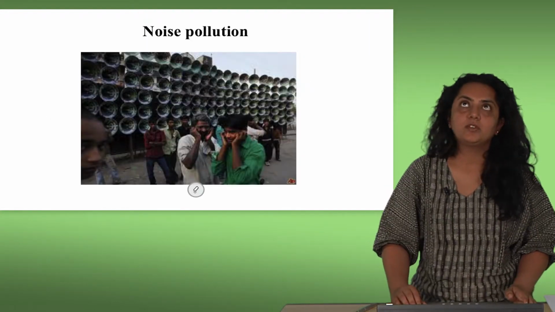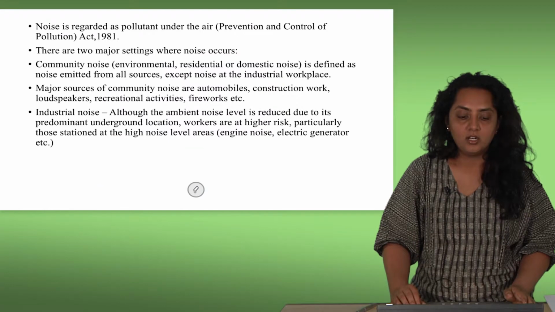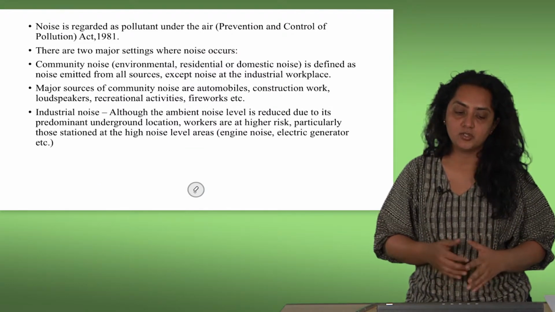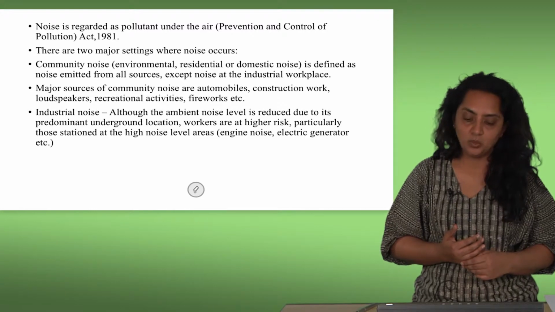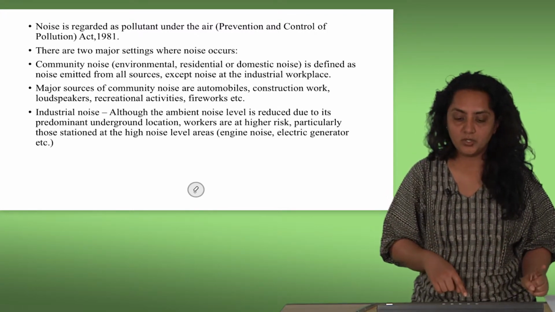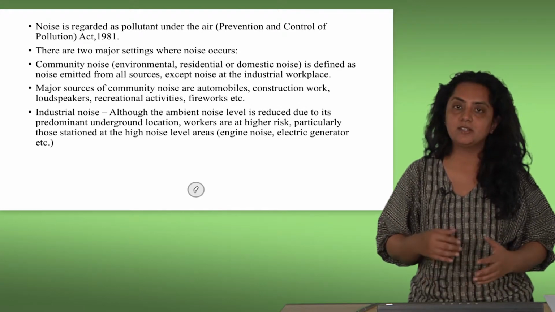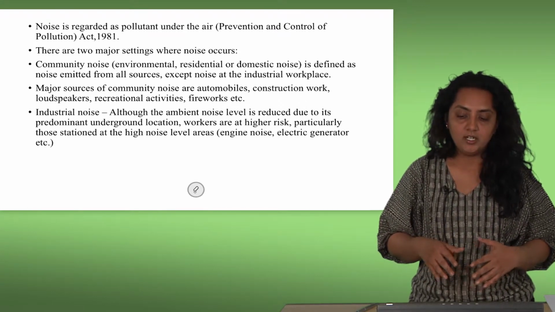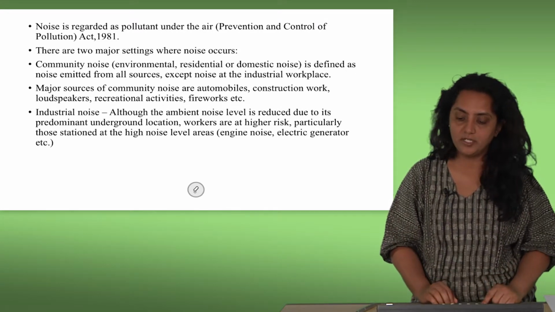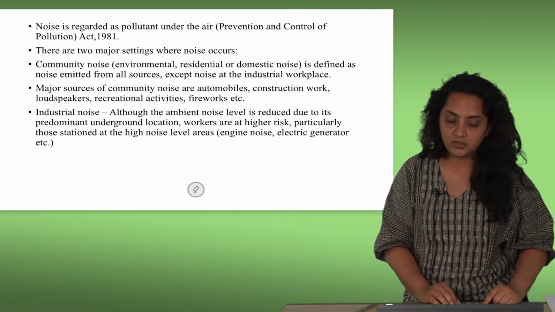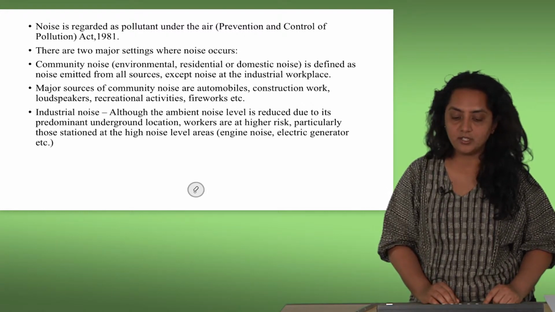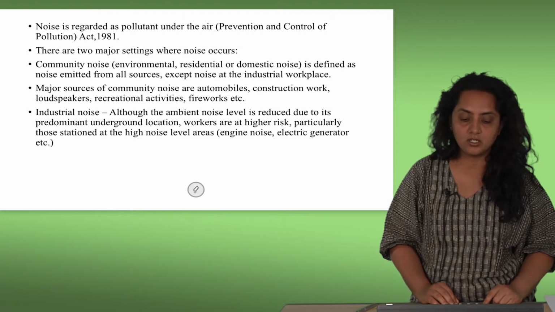The next topic that we will include is noise pollution. Noise is regarded as a pollutant under the Air Prevention and Control of Pollution Act 1981. There are 2 major settings where noise occurs. One is the community noise, which includes the environmental, residential and domestic noise, and it is defined as noise emitted from all sources except noise at the industrial workplace. Major sources of community noise are automobiles, construction work, loudspeakers, recreational activities, fireworks, etc.